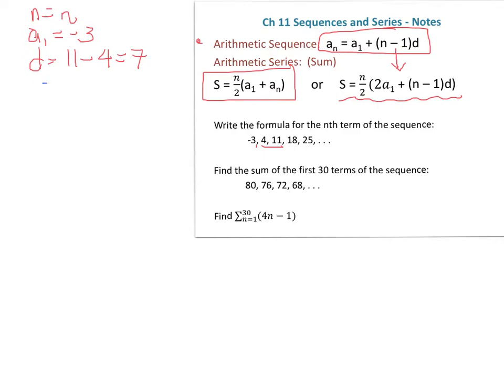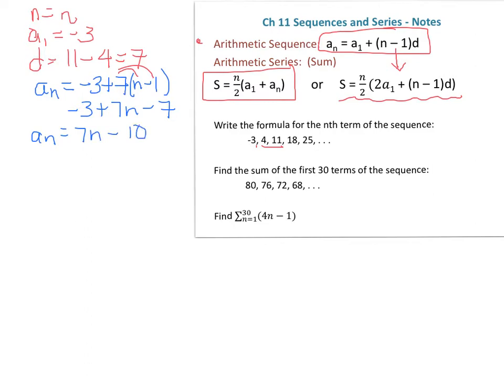So the formula is going to read a sub n equals your a sub 1 plus, I'm going to put the d in front, 7 times (n minus 1), and n is going to stay generic. So then you're going to distribute your 7. That's going to give you -3 plus 7n minus 7, and then you just want to combine like terms. So that's going to give you 7n minus 10, and that would be your nth term. You want to go ahead and simplify, combine like terms.